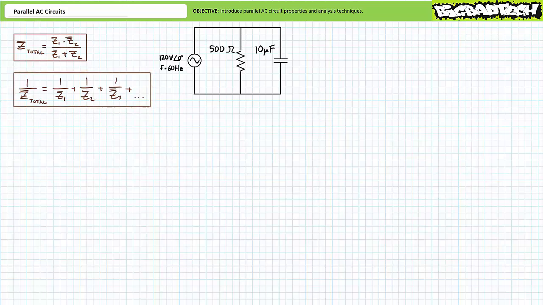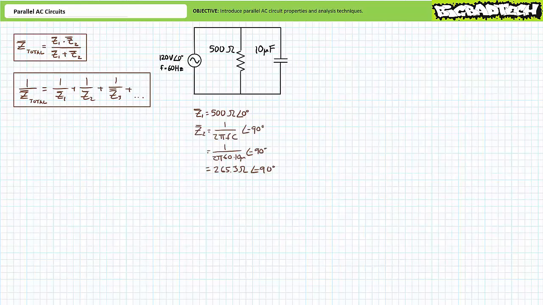Consider a parallel combination of two elements. The first element is a 500 ohm resistor, and the second element is a 10 microfarad capacitor. The sinusoidal AC voltage source has an effective value of 120 volts and an excitation frequency of 60 Hz. The complex impedance of the 500 ohm resistor is 500 ohms at an angle of 0 degrees. Let's call this impedance Z1. Note Z1 is pointed entirely in the horizontal positive real direction.